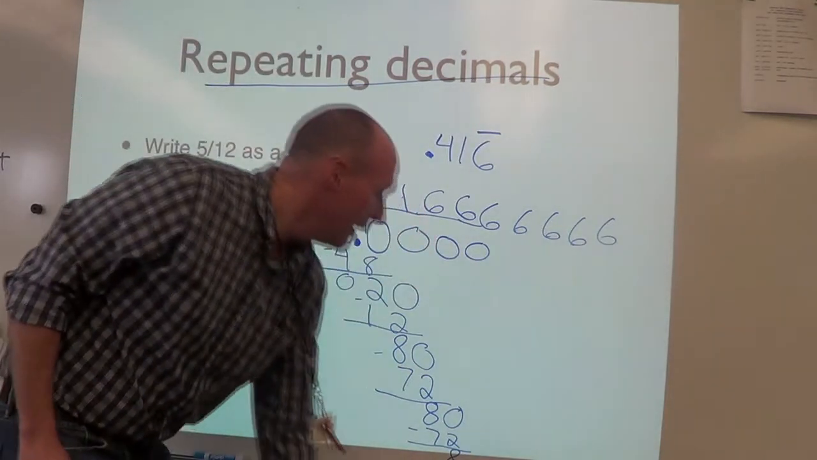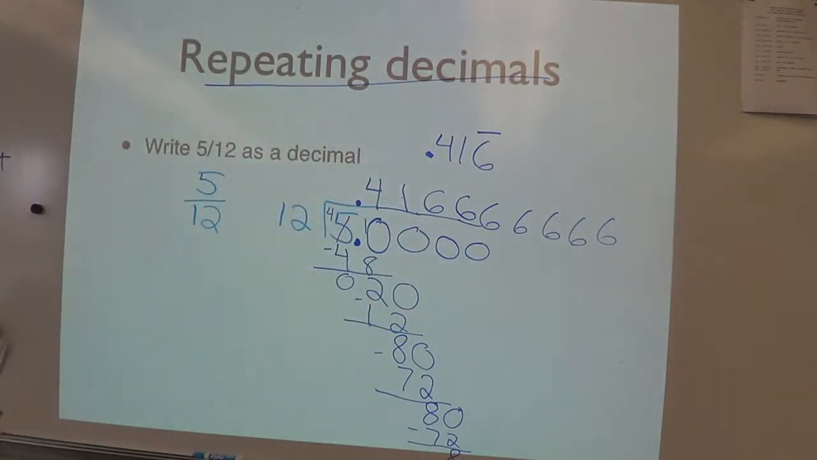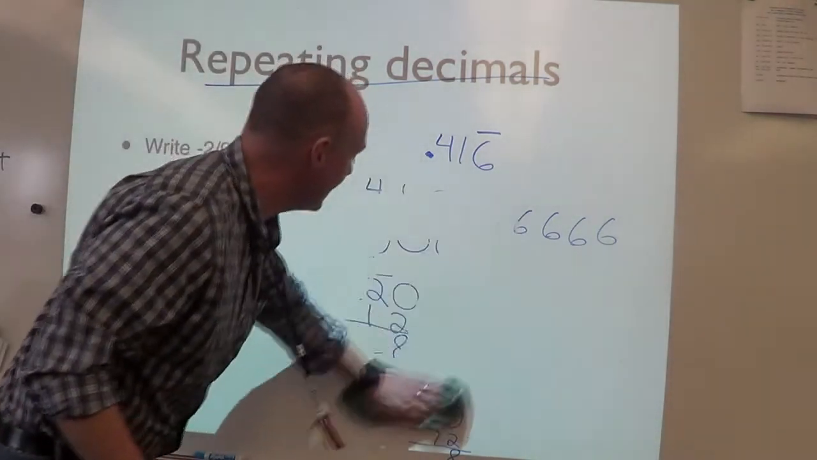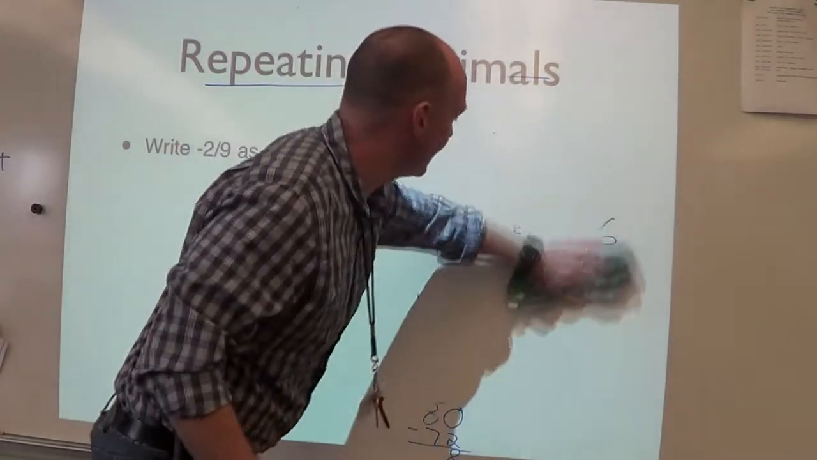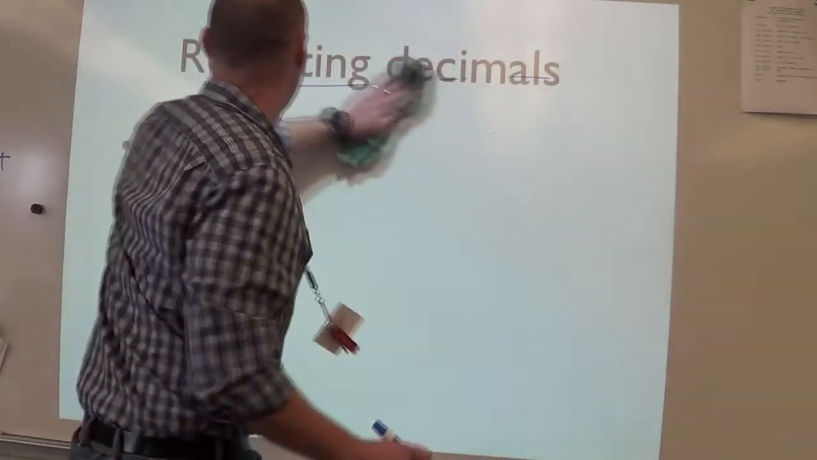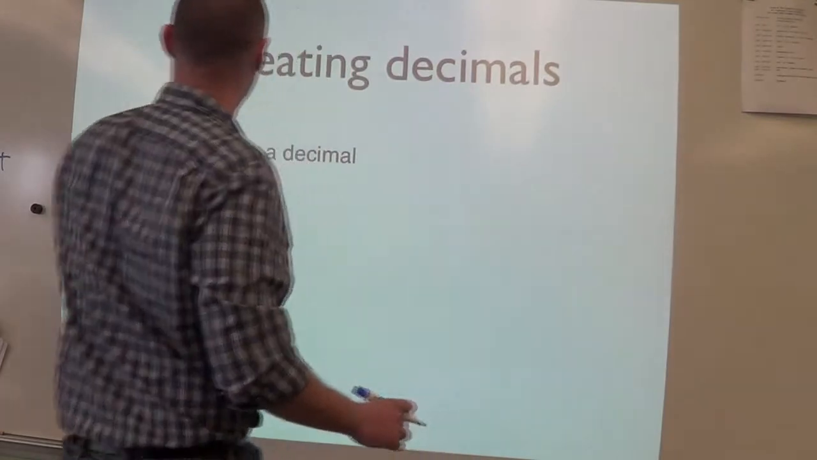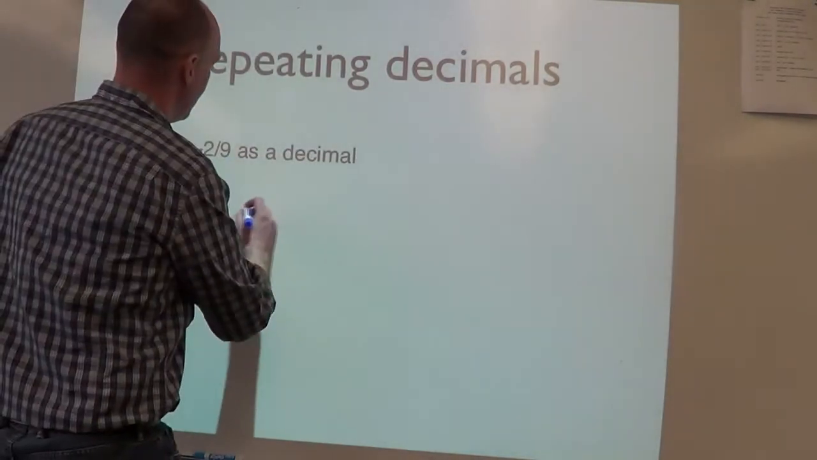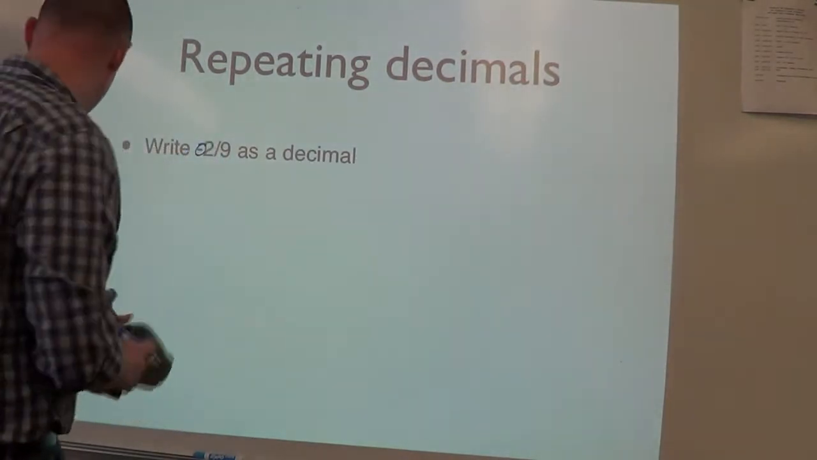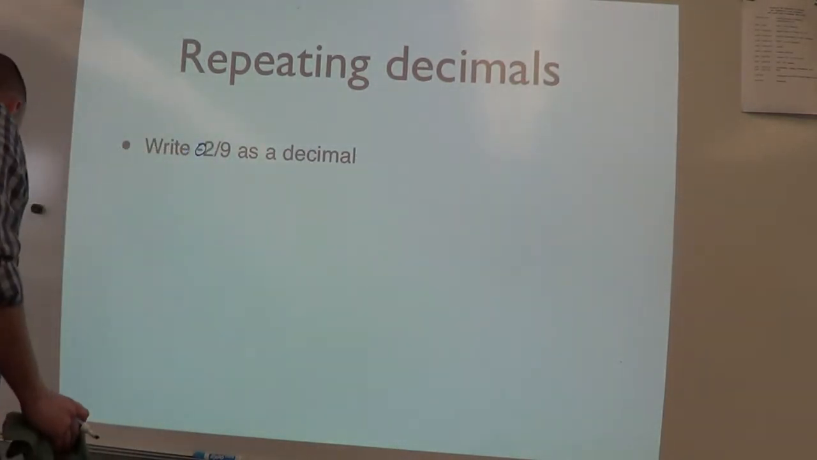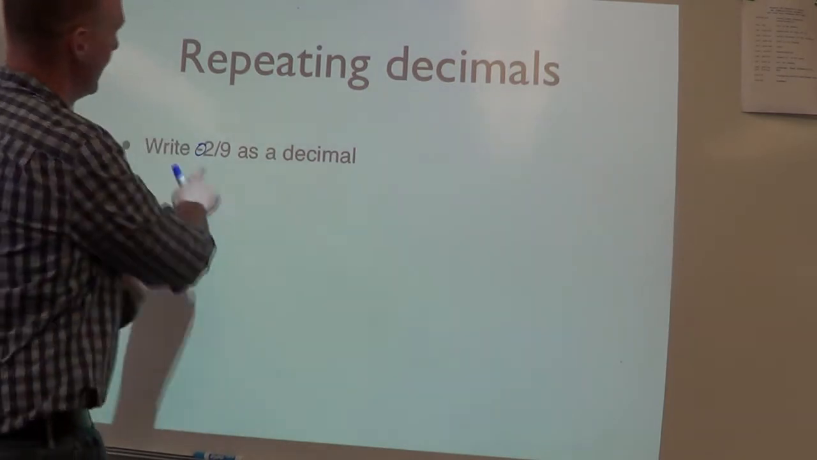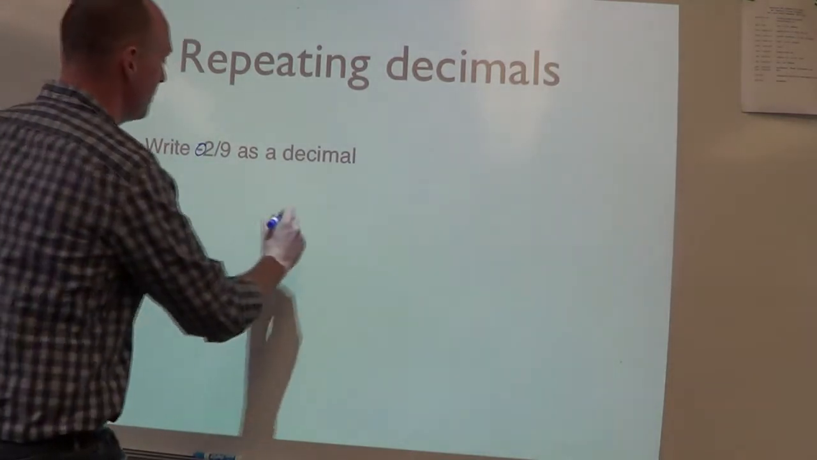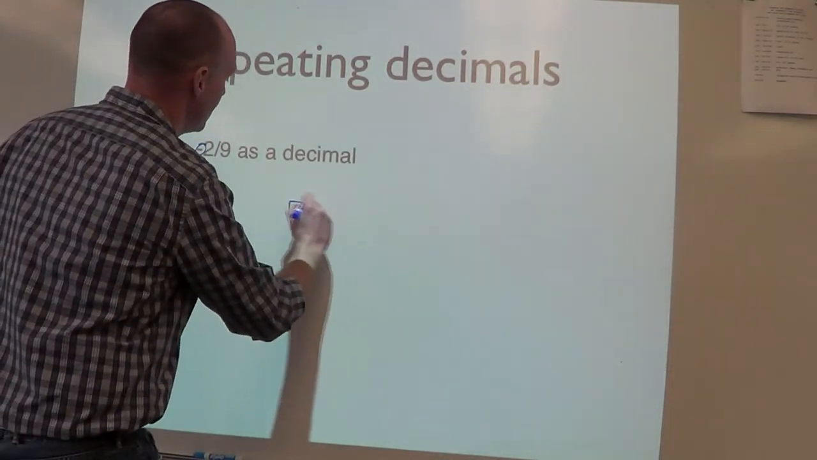Okay? Let's look at another example. Let's look at what is negative 2/9 as a decimal. Again, we set it up the exact same way that we did before. Negative 2/9. We have to remember that. Don't forget that negative symbol. We know the answer is going to be negative. So, divide the numerator by the denominator.